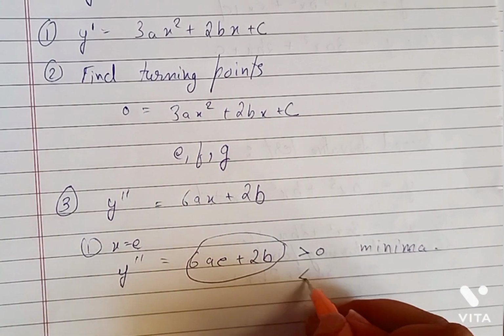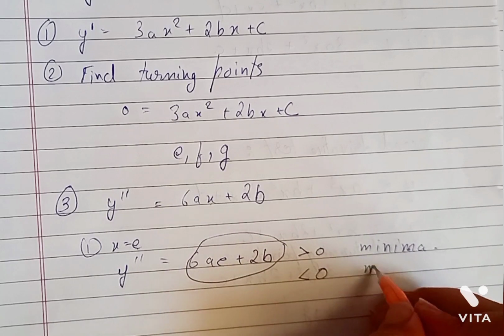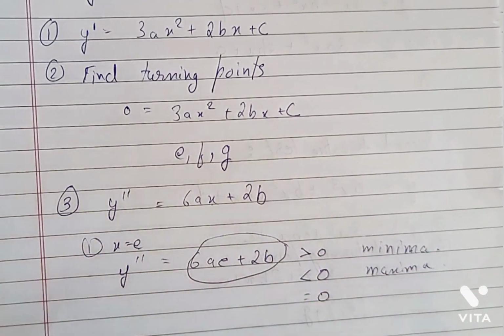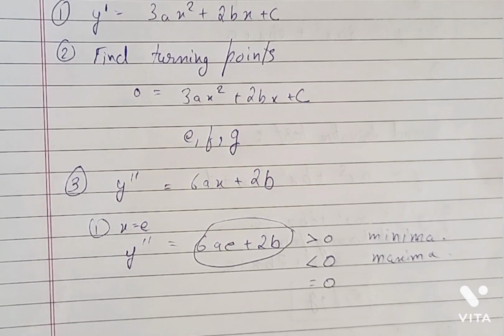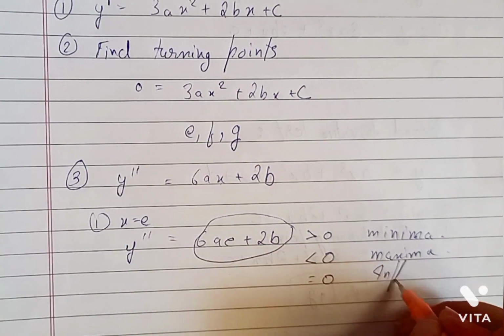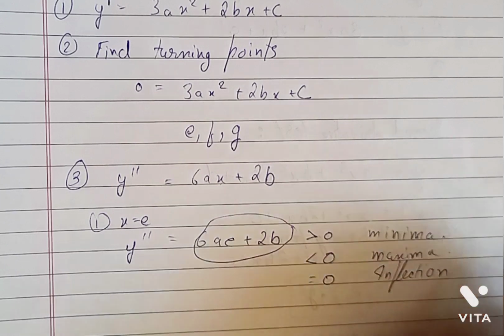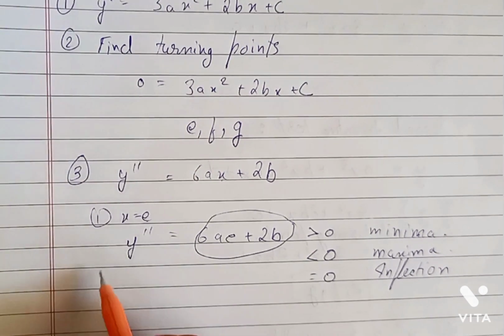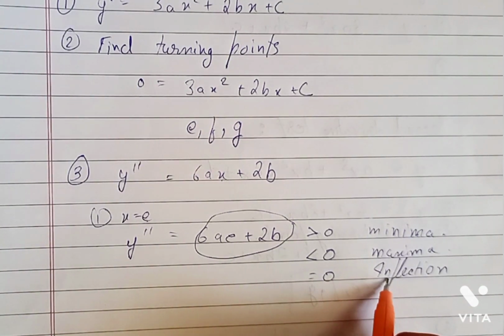If you get less than 0, then it's a point of maxima. And if you get equals to 0, then it's a point of inflection, which means neither maxima nor minima. In its locality, its value is equal to its further or before part, right? So this is a point of inflection.